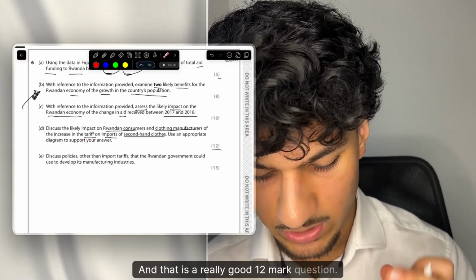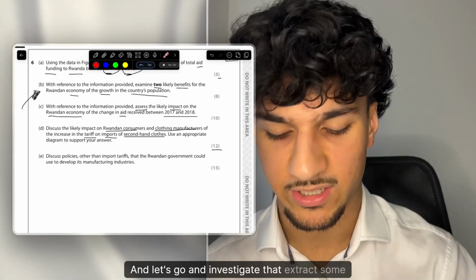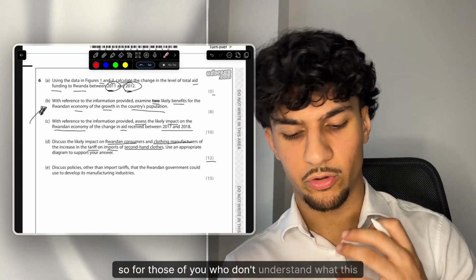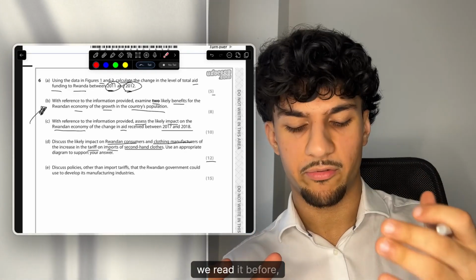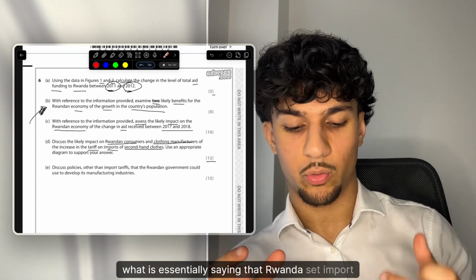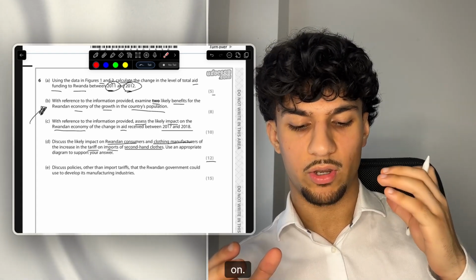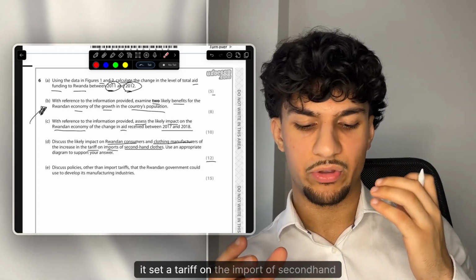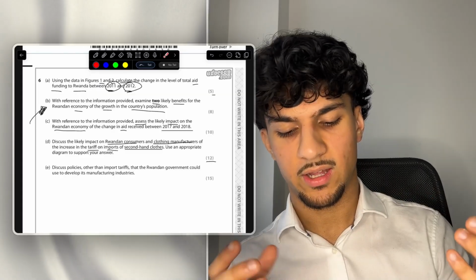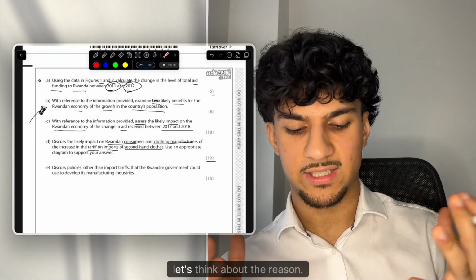And that is a really good 12-mark question. And let's go and investigate that extract some more. So for those of you who don't understand what this means, the extract, we read it before, is essentially saying that Rwanda set a tariff on the import of second-hand clothing. And why would they do that? Of course, let's think about the reason.